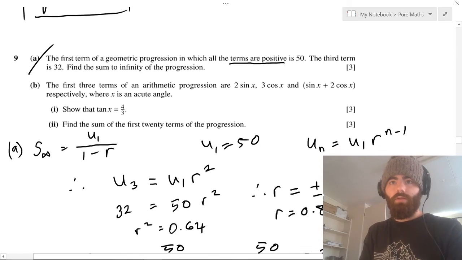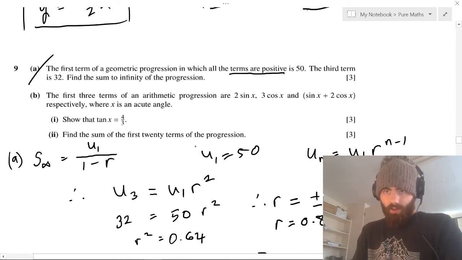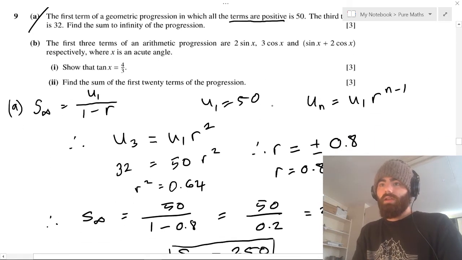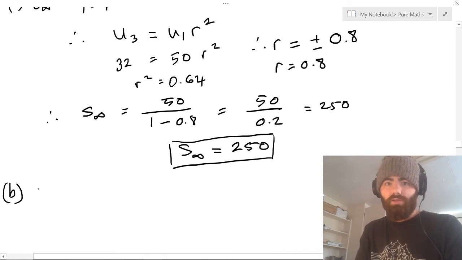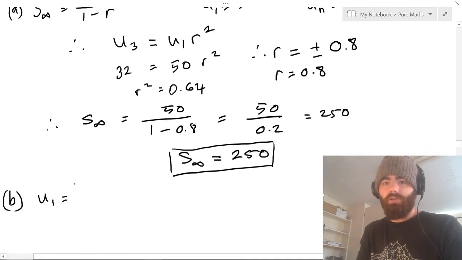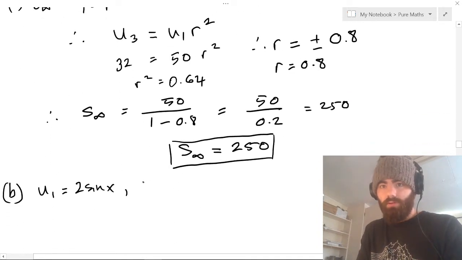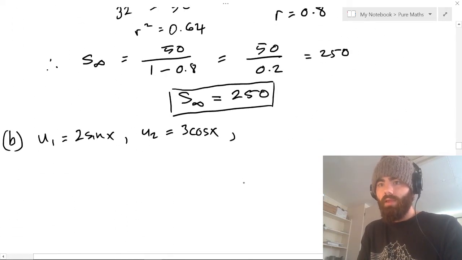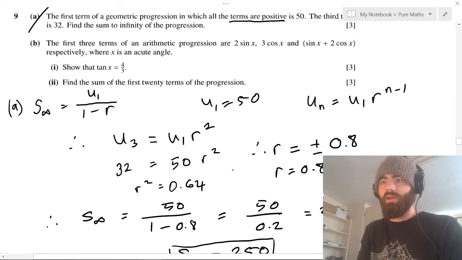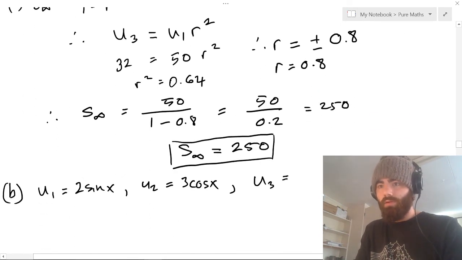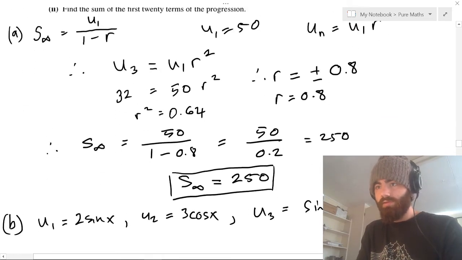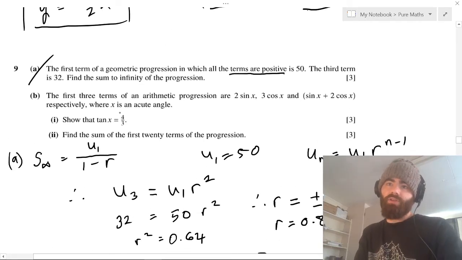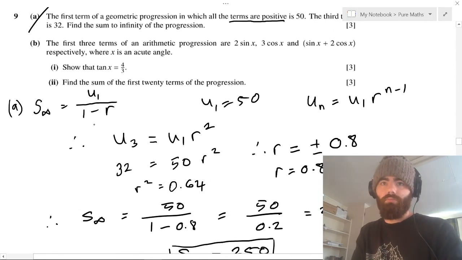B. The first terms of an arithmetic progression are 2 sin x, 3 cos x, and sin x plus 2 cos x respectively. So let's just write that out. u1 equals 2 sin x, u2 equals 3 cos x, and u3 equals sin x plus 2 cos x, where x is an acute angle. Show that tan of x is 4/3.